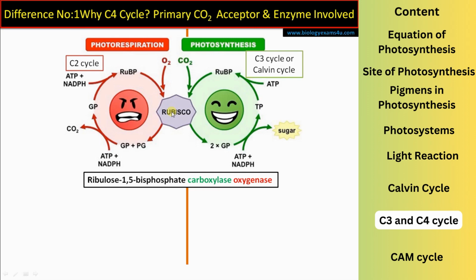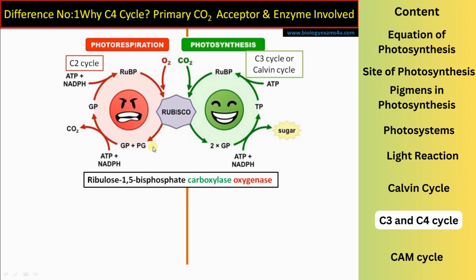Then, in order to regenerate this 2-phosphoglycolate, a great amount of ATP and NADPH that is synthesized in the light dependent reaction is used, and the net result is simply the release of carbon dioxide. That is why this is called photorespiration. Just like our respiration, oxygen is taken in and carbon dioxide is released without the production of sugar or glucose.